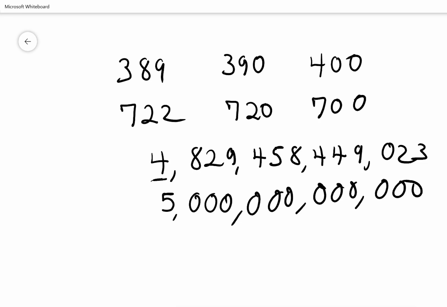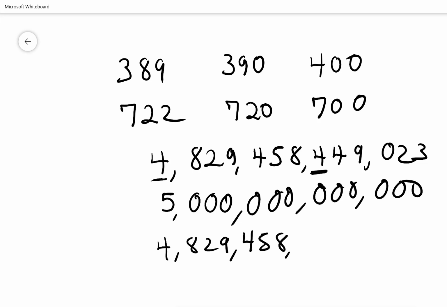Let's round this to the nearest 100,000. So here's our 100,000s place. When we round to the nearest 100,000, what we're going to do is take a look at every digit that is to the right. We're going to look at the digit that is immediately to the right of that. The digits before stay the same.